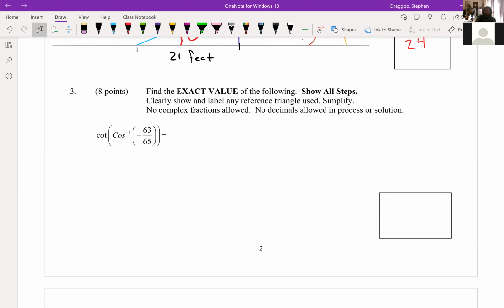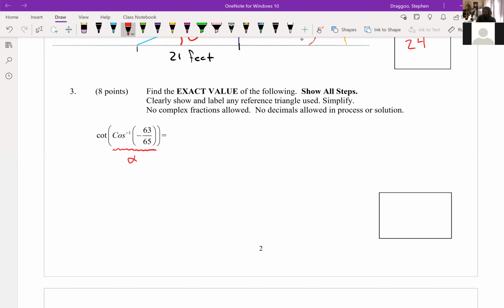Let's see what's next. We want to find the exact value of the following expression. The cotangent of the cosine inverse of negative 63 over 65. So let's take a look at what we've got going on here. I'm taking the cotangent of the inverse cosine. Keep in mind that the inverse cosine is just an angle. Nothing more to it than that. So I'm looking for the cotangent of some angle, which means if I could construct a reference triangle for said angle, I should be able to get an exact value.